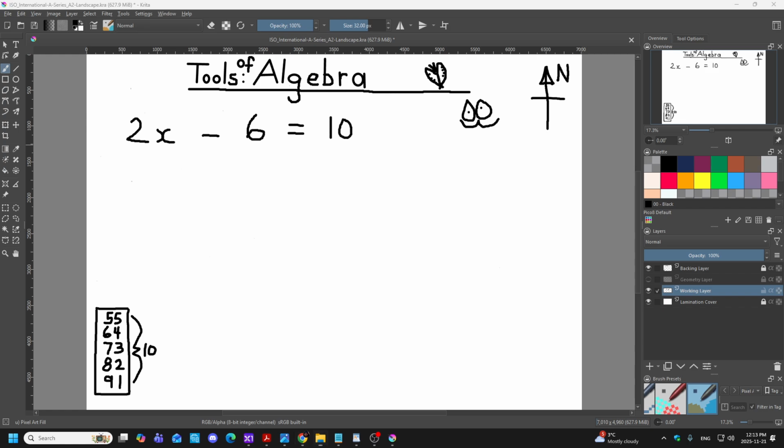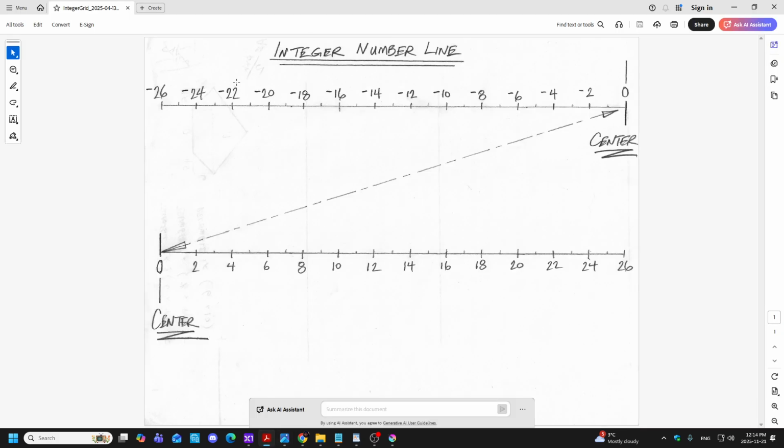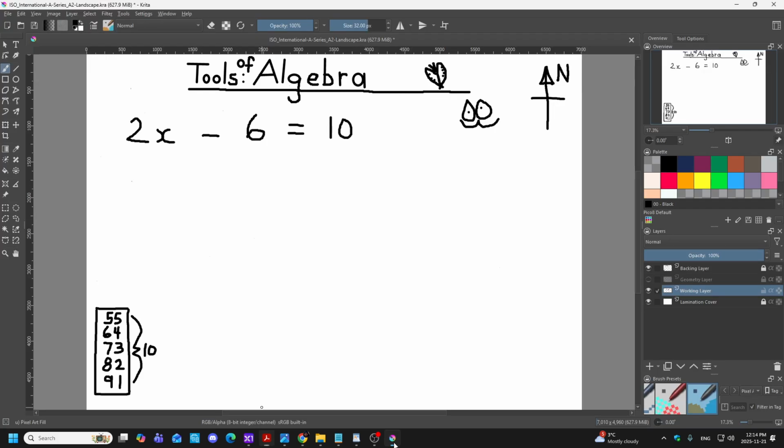All right, let's continue on. We have 2x subtract 6 equals 10. Okay, so here, let me fix this. This is Algebra 101. Also, you have to have an understanding of how the integer grid kind of works as well. It helps. I'm just going to throw that up there for now, but I'm going to keep this video short and just show you how it's done.